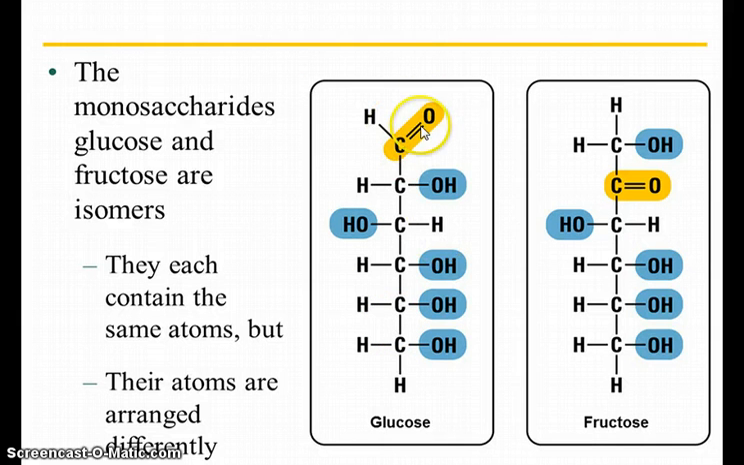So in glucose, the double bond with the oxygen is on that first carbon, whereas in fructose, it's on the second. So isomers have the same formula, but they look different. So sometimes when we do reactions, we'll just move things around in the molecule. We won't add or subtract.